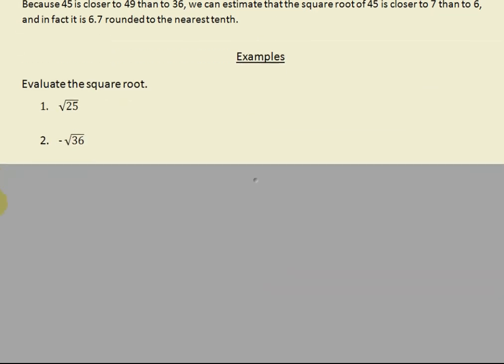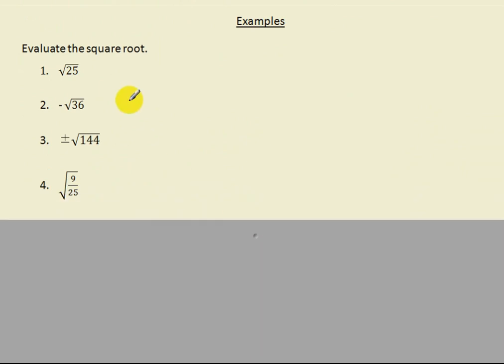So let's look at some examples. Evaluate the square root. So in the first case we have a positive whole number and it happens to be a perfect square, which is great. So the principal square root of 25 is 5. In number 2, we need to take the square root first and then apply the negative. So the square root of 36 is 6, but then we take the opposite or negate that to get negative 6. In number 3, we need both the positive and the negative square root of 144. So we're going to have plus or minus 12.